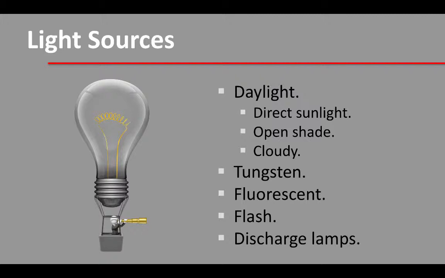If we think about what light sources are available, there's daylight, which can be direct sunlight. It can be in the shade, so open shade, or another type of daylight might be cloudy, so when light is diffused through cloud cover. When we think about artificial light sources, you have tungsten, which is the old-fashioned bulbs, fluorescent lighting, flash and discharge lamps. But we also have now LED lighting as well, so we should add that onto the list.